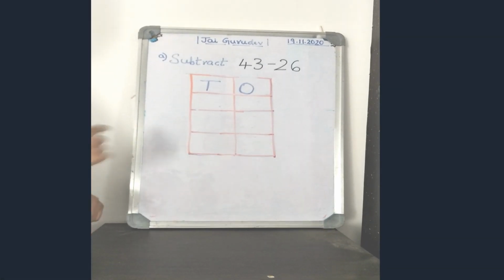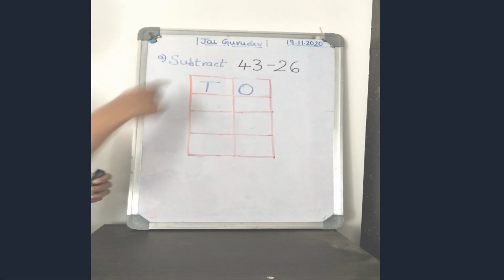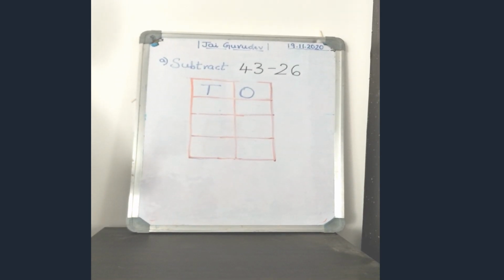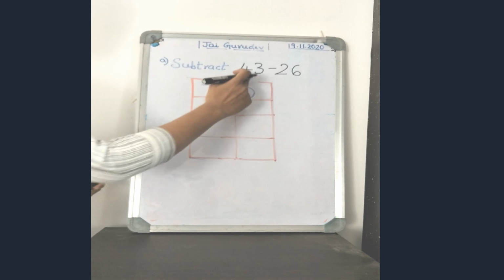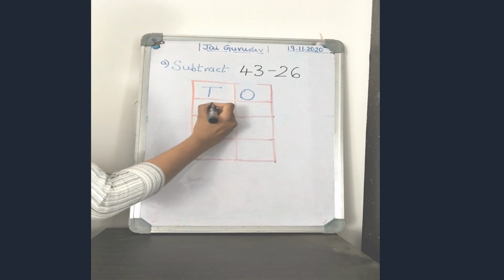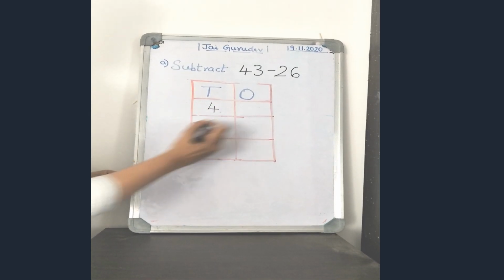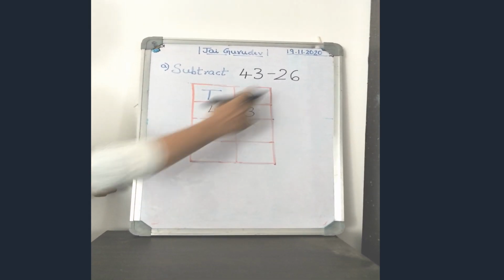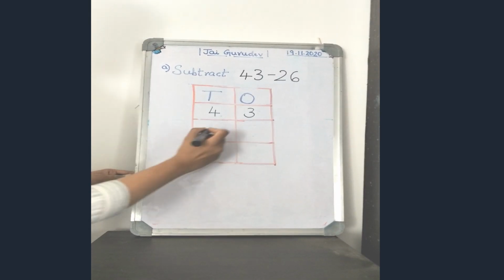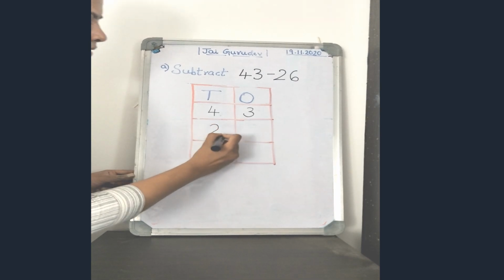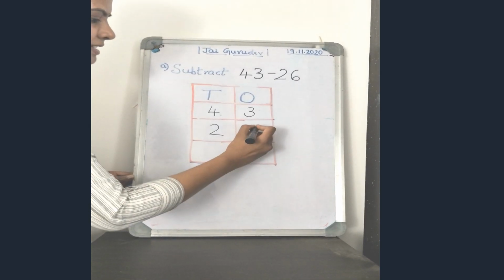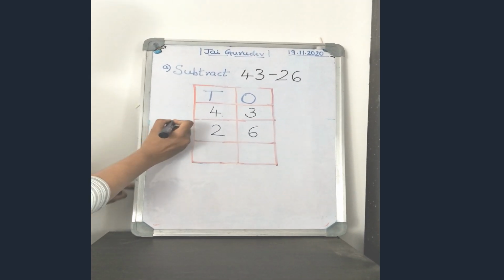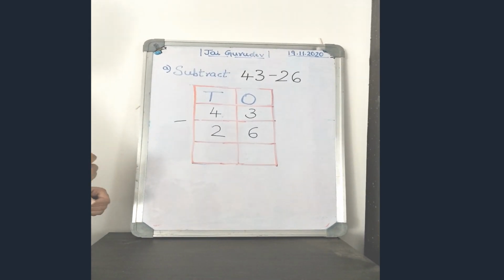Children, let's solve another example. Here we have to subtract 26 from 43. First let's write the numbers in columns. We'll go to 43, write 4 in tens place and 3 in ones place, and let's write number 26, 2 in tens place and 6 in ones place, and let's put the minus symbol.